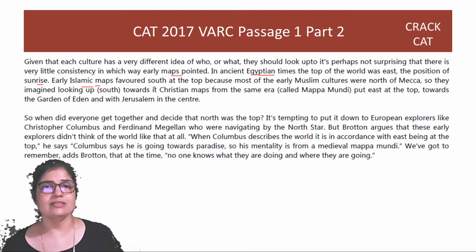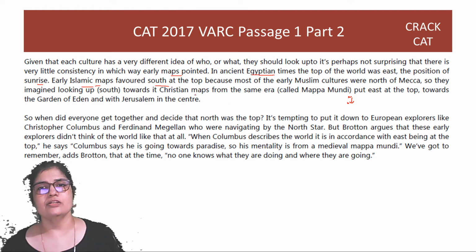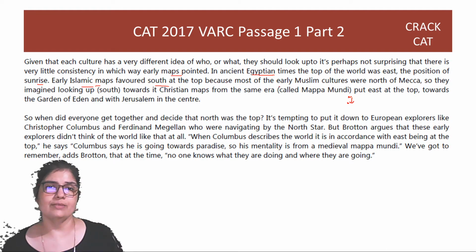Islamic maps favored south at the top because most of the early Muslim cultures were north of Mecca. So this is Mecca, they were here. So they were looking south towards Mecca. Okay. And Christian maps from the same era, called Mappa Mundi, put east at the top towards the Garden of Eden with Jerusalem in the center. So when did everyone get together and decide that north was the top?